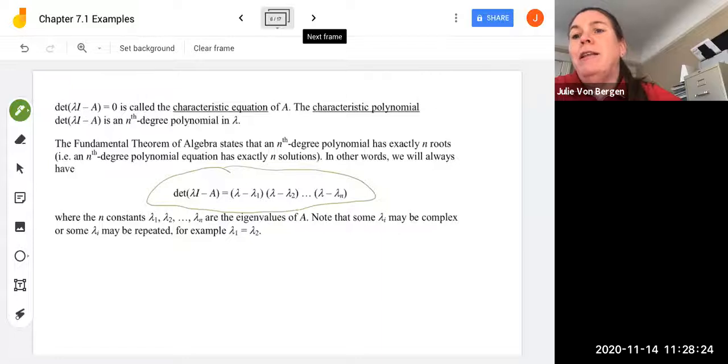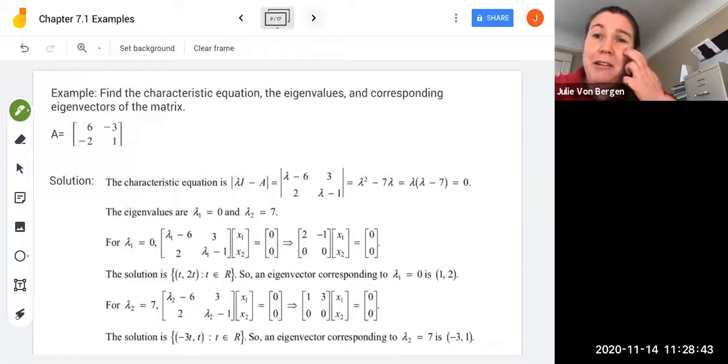Note that some of the lambdas might be complex or some might be repeated. So you might have multiplicity 2 in a situation where lambda 1 equals lambda 2. The number of times the value comes up, if we have the same eigenvalue coming up multiple times, we call the multiplicity. So let's take a look at an example.